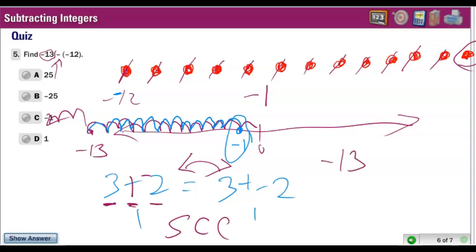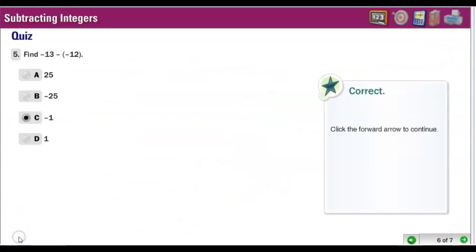So for our problem, negative 13 minus negative 12, we are going to same, chop, change it. And I'll show you how it works. Same, chop, change. This stays the same. Chop the subtraction to addition and change the sign of the last number. And then addition is so much easier. Negative 13 plus positive 12, I know the answer is negative 1. Okay, so all three answers are now the same. So the answer is C, and let's just check our answer. Voila.